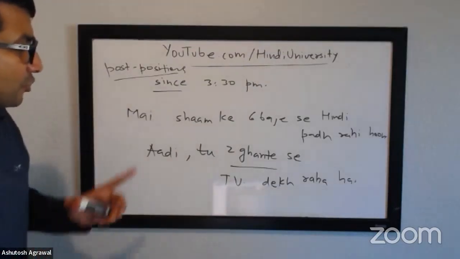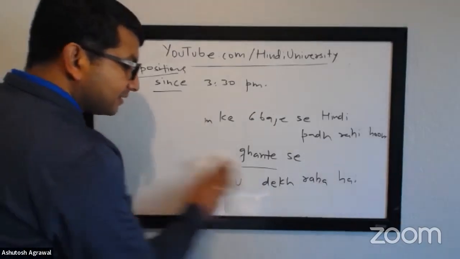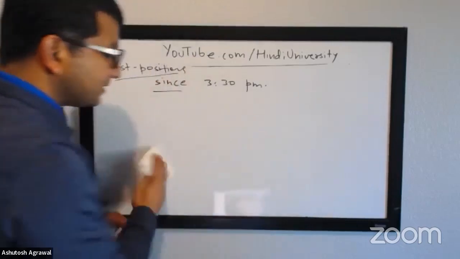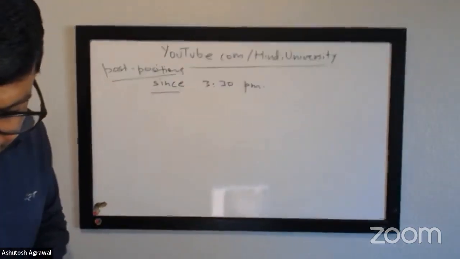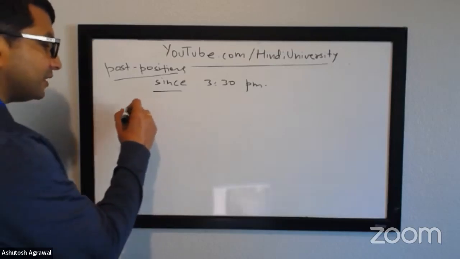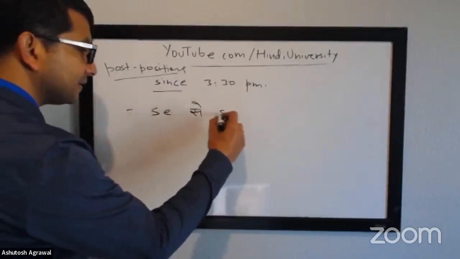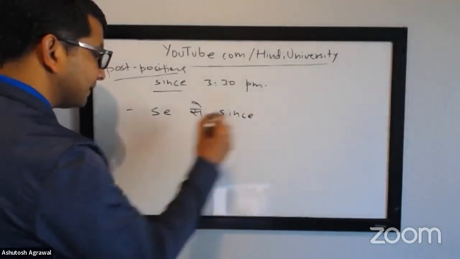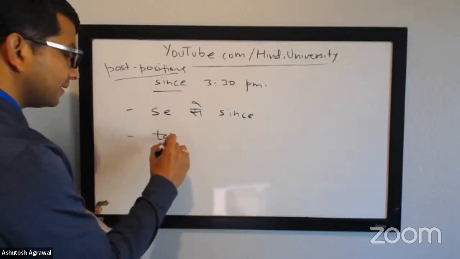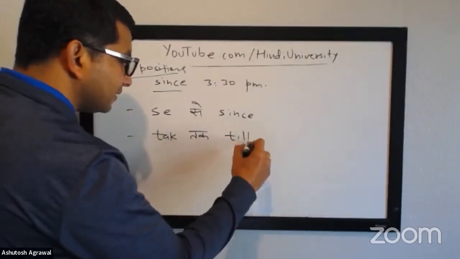Okay, I will move on. So se is basically since, and the next one I have is tak. Okay, the second one is basically till. So far we have done the postposition se, which is since, and the second one we have is tak. So just till.